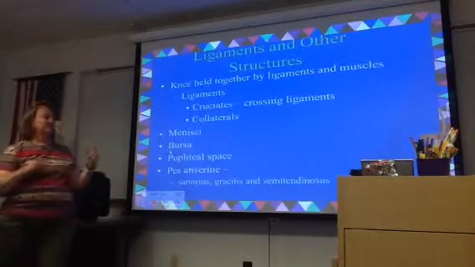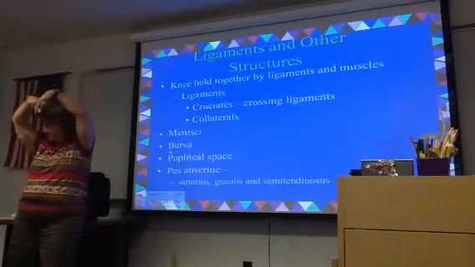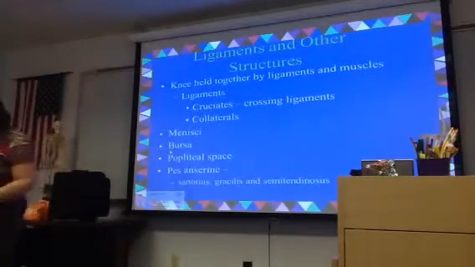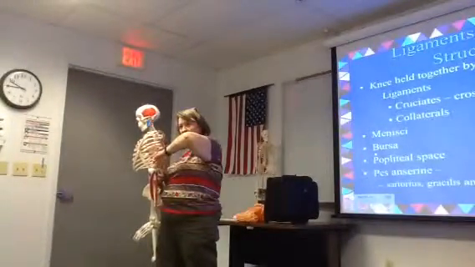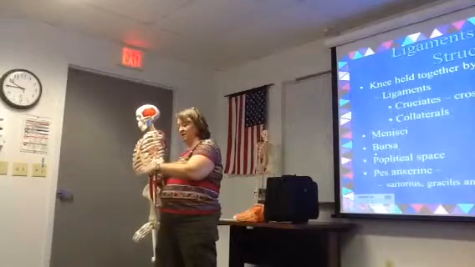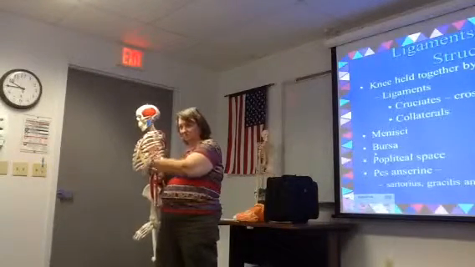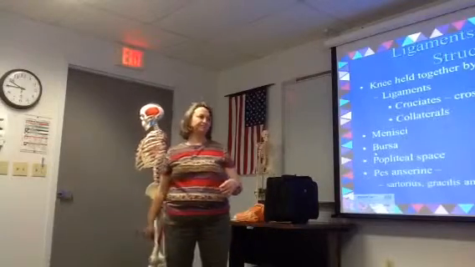So you've got the cruciates cross, and so the anterior and posterior cross right at the level of that intercondylar eminence. Okay. That's where those go in. So one angles one way, one angles the other, to give stability in both directions. And then you've got collateral, or on either side, to kind of support the sides.